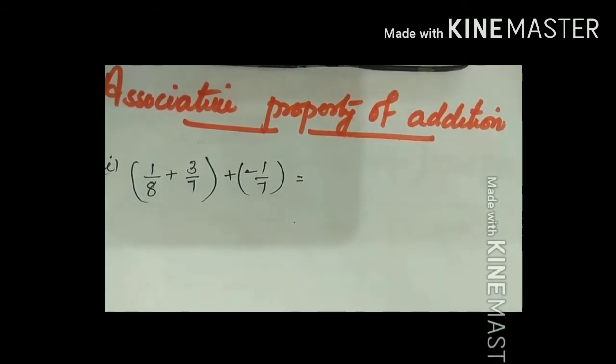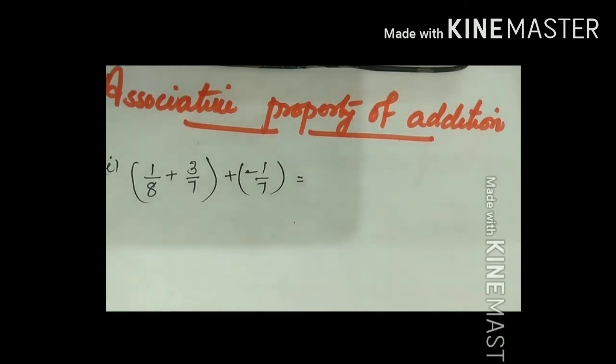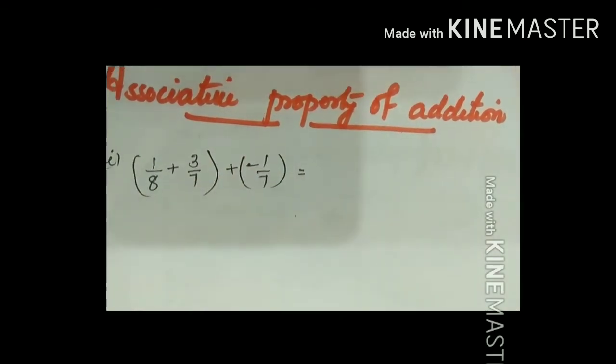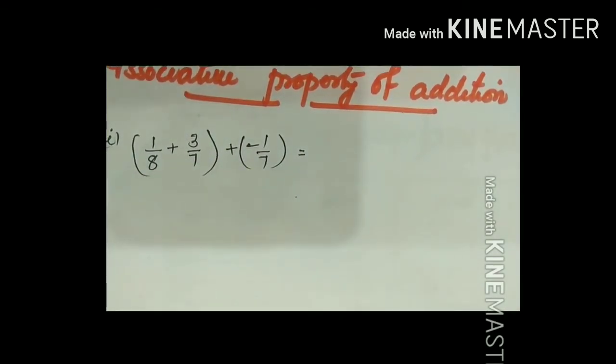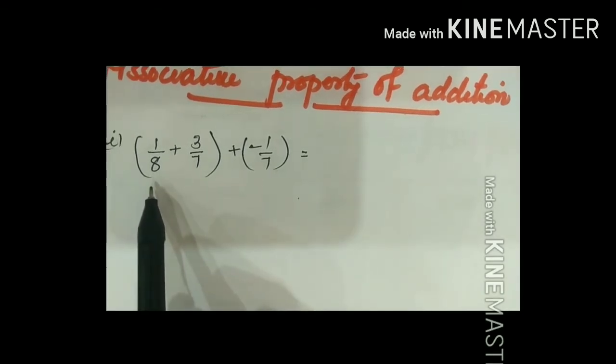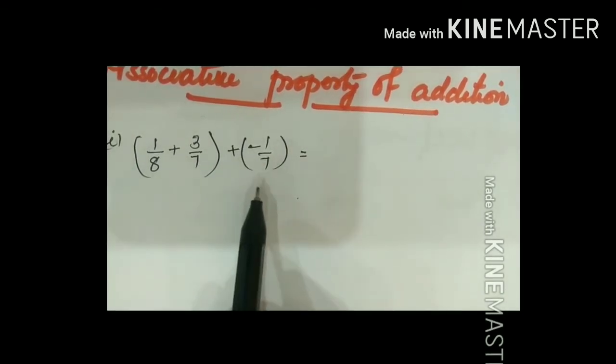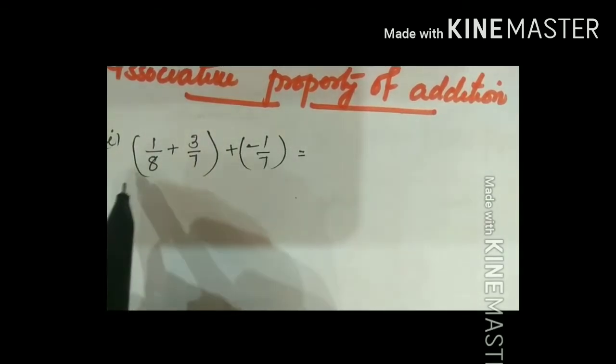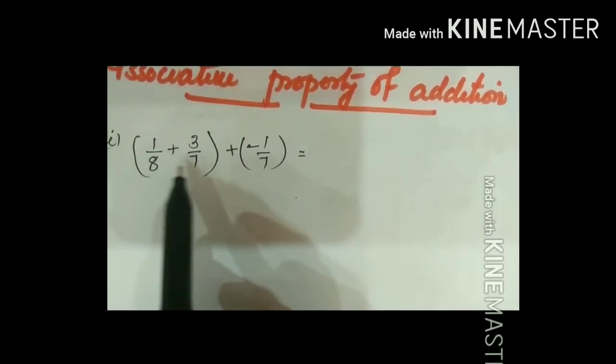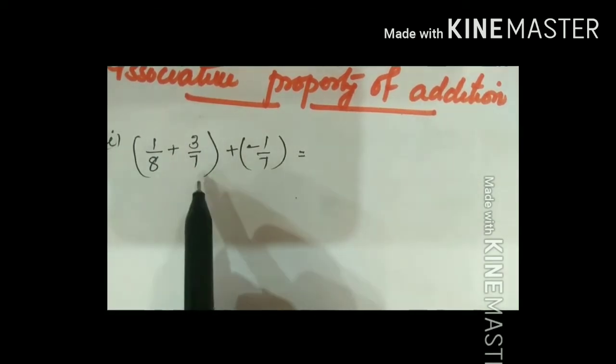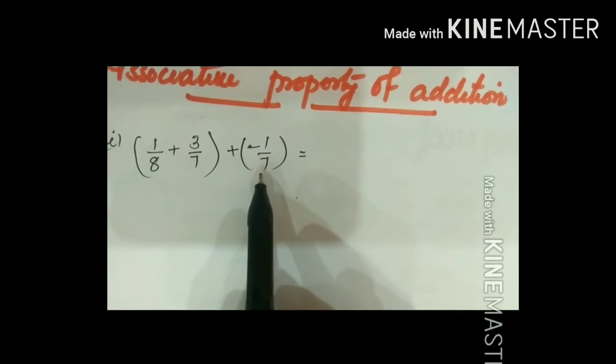Now we are going to learn the associative property of addition for rational numbers. In this case, instead of two numbers, there will be three numbers, and the numbers are rational numbers. So we are going to add three rational numbers: 1 by 8 plus 3 by 7 plus minus 1 by 7. I'm going to group first and second, add them, and the result will again be added with the third number.